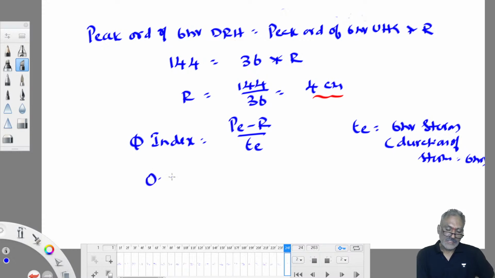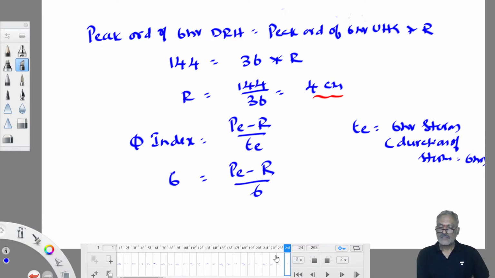This is given as 6 mm per hour. So P is unknown, R is unknown, and the duration is 6 hours. From this you can find out P, since R we already got as 4 centimeters. So let us convert this into centimeters.